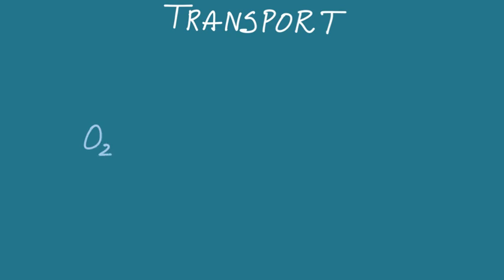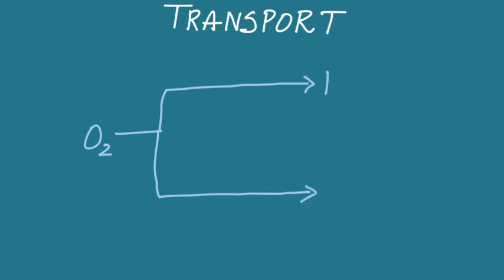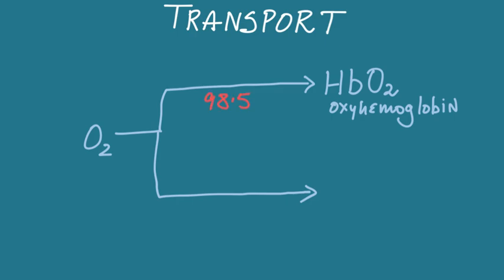Stage 3 of respiratory function is transport. Oxygen is transported in two ways. Majority of the oxygen is transported by binding to hemoglobin and travels in the form of oxyhemoglobin. Oxyhemoglobin is red in color. 98.5% of oxygen travels in the form of oxyhemoglobin. The remaining 1.5% of oxygen travels in the form of a dissolved gas in the plasma.